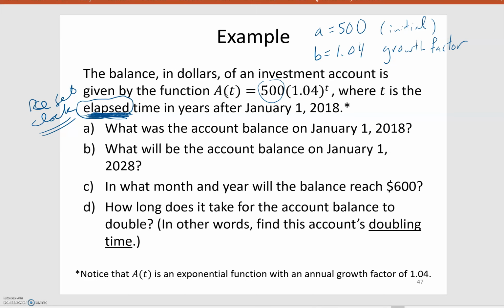The easiest one is this first question. What was the account balance on January 1st, 2018? That's when we started, right? And that's just A of 0. Which you could actually do without any calculators. You can just do this in your head. If you put in 0 right here for t, then that 1.04 to the 0 is 1, and so we have 500 times 1, and so that's just 500. So that's my initial value, which we knew already.